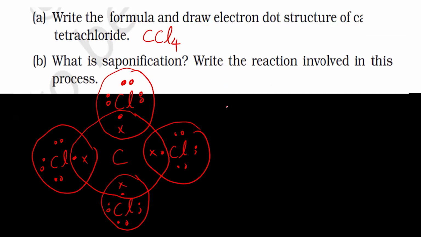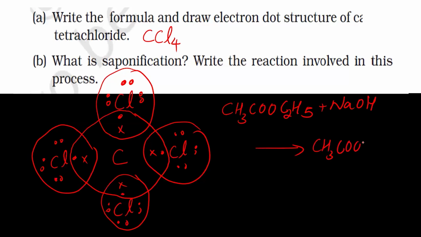So the ester CH3COOC2H5, this is ethyl acetate, and we have to treat it with an alkali, NaOH. You will be getting CH3COONa plus an alcohol C2H5OH, the corresponding sodium salt of the acid and alcohol. The sodium salt of a long chain carboxylic acid acts as the soap. So this is saponification reaction, preparation of soap.